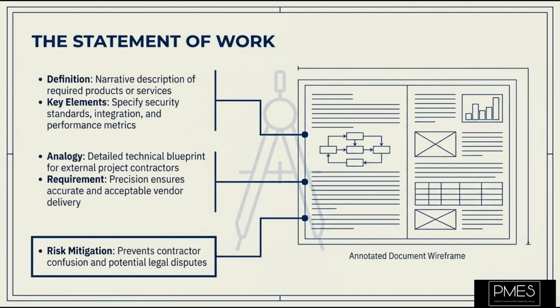A crucial output of procurement planning is the Statement of Work, or SOW. This document provides a detailed narrative description of the products, services, or results to be supplied by the seller. For Sarah's payment gateway, her Statement of Work would precisely describe the security standards, integration requirements, and performance metrics. A clear statement of work is like a blueprint for a contractor building a part of your house. It tells them exactly what to do. Without it, you are inviting confusion and potential disputes.